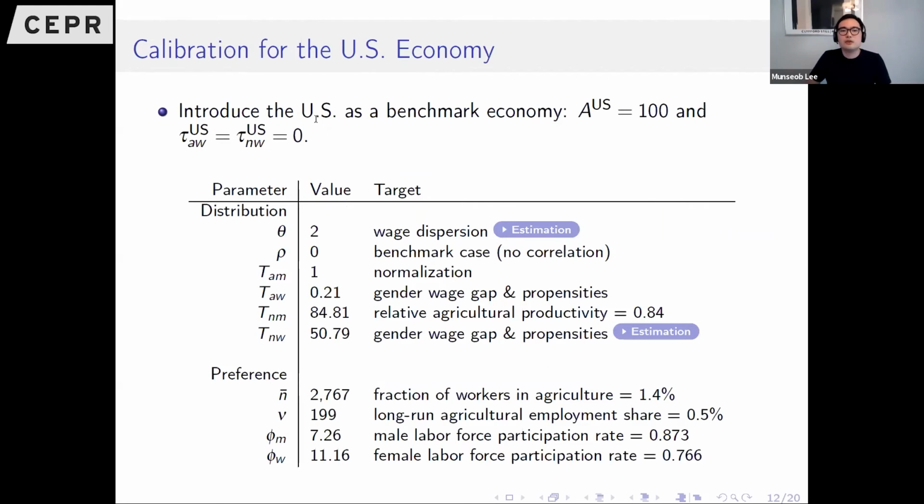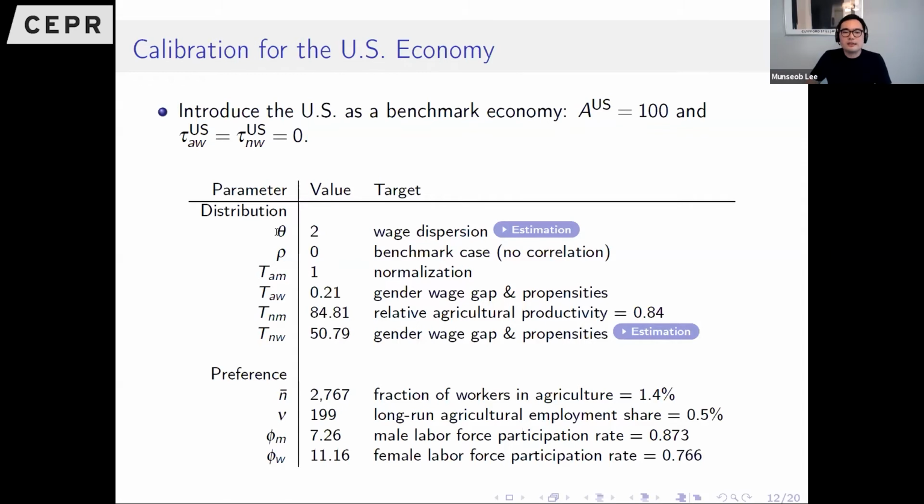So let me first do the calibration for the US economy, introducing the US as the benchmark economy, assuming that the productivity is 100, and that there is no friction against the female workers. Again, this is only a normalization because I'm going to do the counterfactual at the end, setting the level of the friction to the US level.